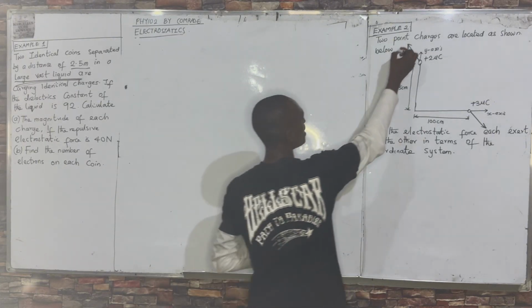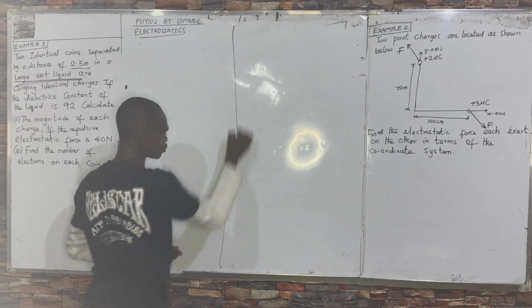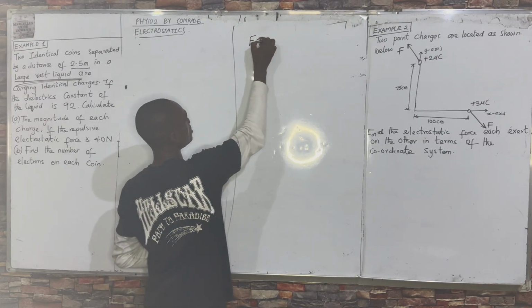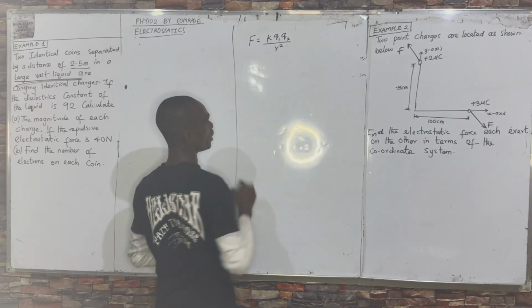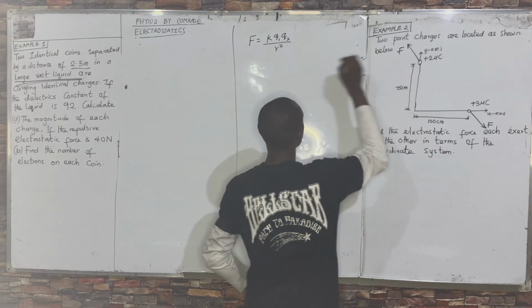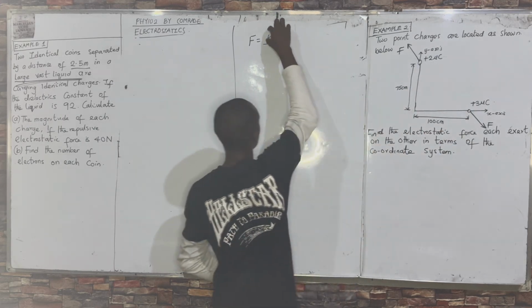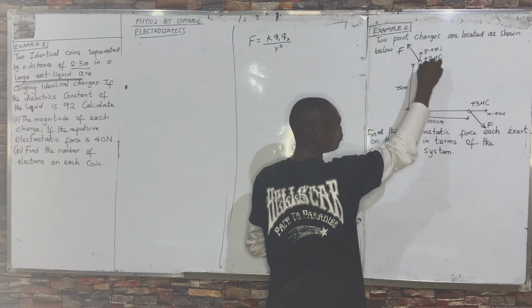Now, how do I get the magnitude of the force of repulsion? According to Coulomb's law, I know that F is equal to K Q1 Q2 over R squared, right? Now, I know Q1, I know Q2, I know K. The issue is we don't know the distance between these two charges.